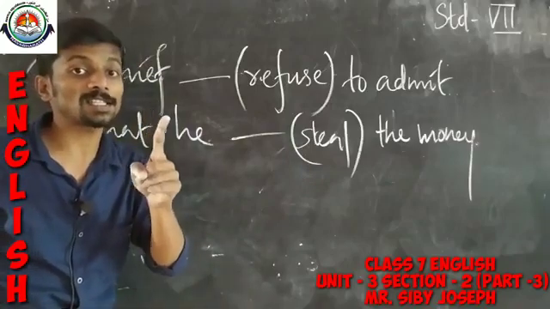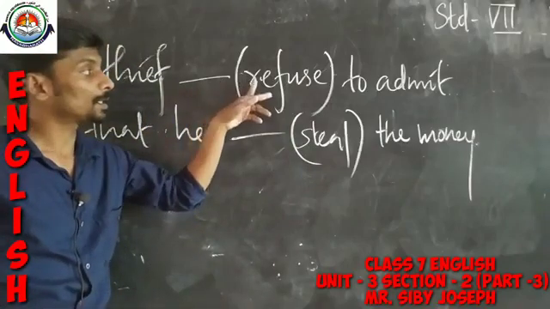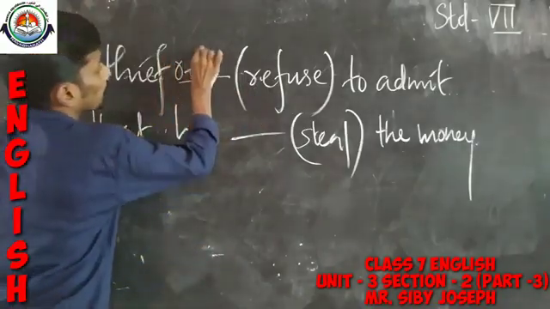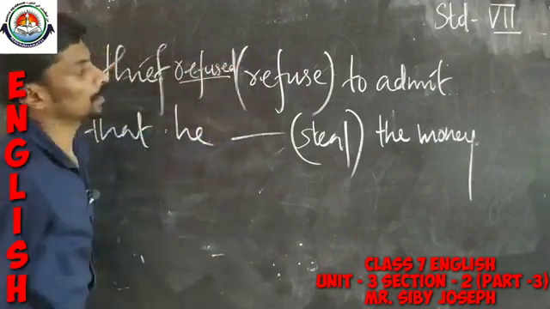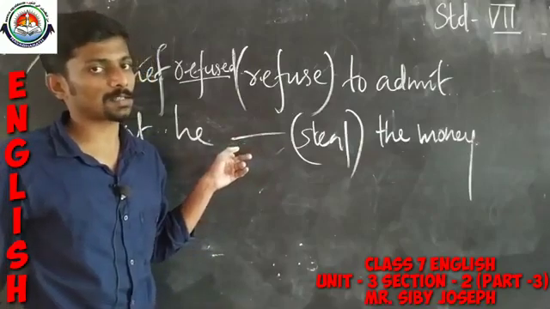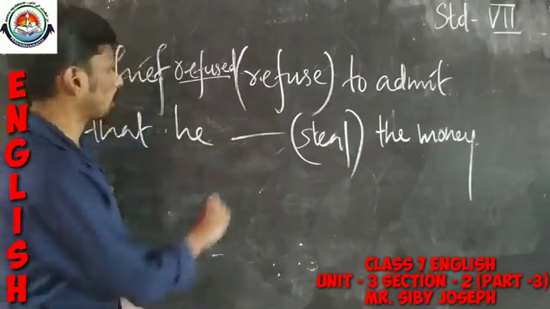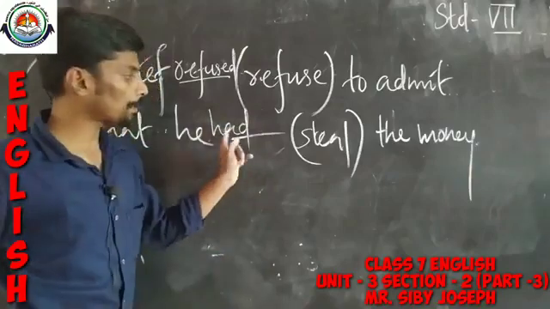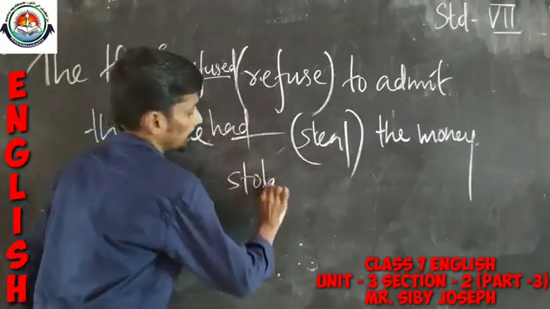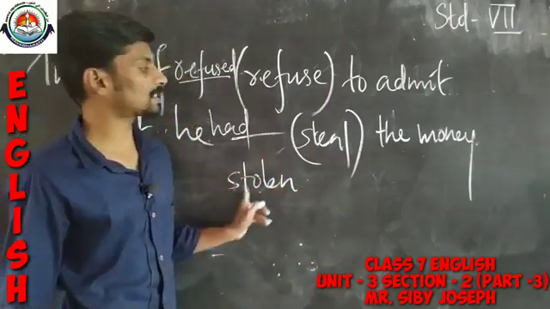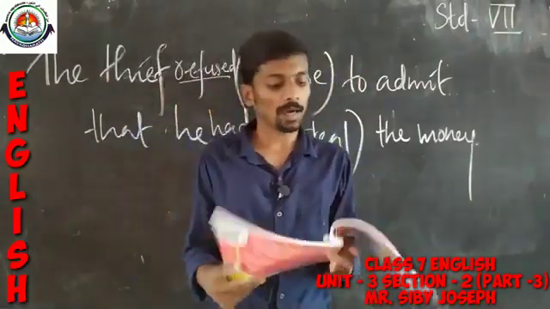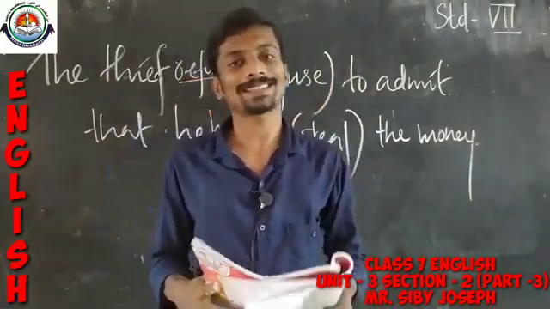So, which tense do we use to speak about the second action? Simple past. So, we can say that the thief refused to admit that this is actually the first action. So, which tense do we have to use? Past perfect. So, we can say that he had plus V3. What is the V3 form of steal? Stolen. That he had stolen the money. So, very simple. I think it is very interesting to find out all those remaining 4 sentences' answers.